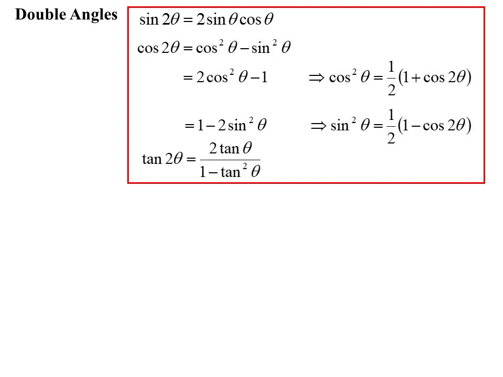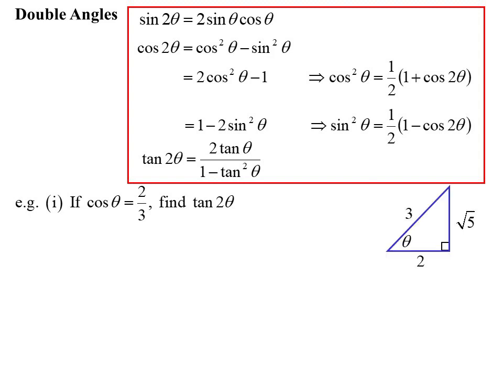And there's our tan 2 theta. So 2 tan theta on 1 minus tan squared theta. Right, some examples. The first example we got here, if cos theta is 2 thirds, find tan 2 theta. Well, I'm going to have to draw myself up a triangle, because they've told me cos theta is 2 thirds. But the tan 2 theta formula, I need the tan ratio.